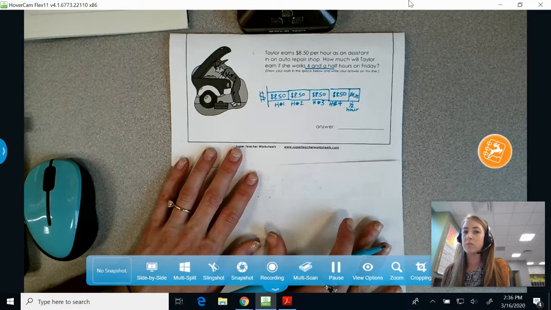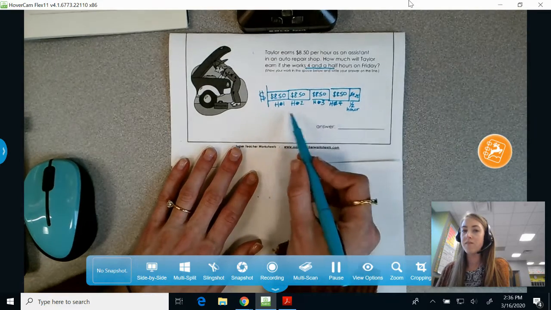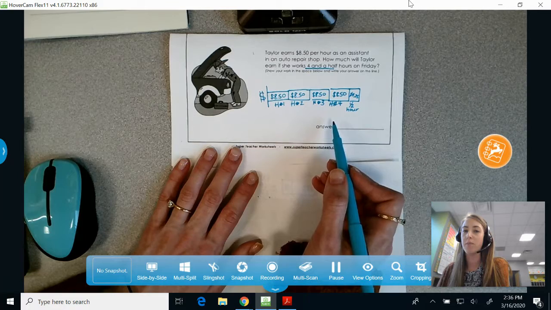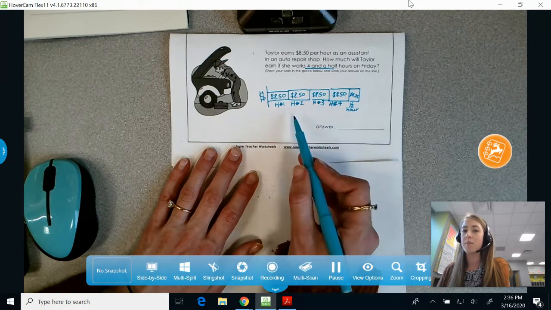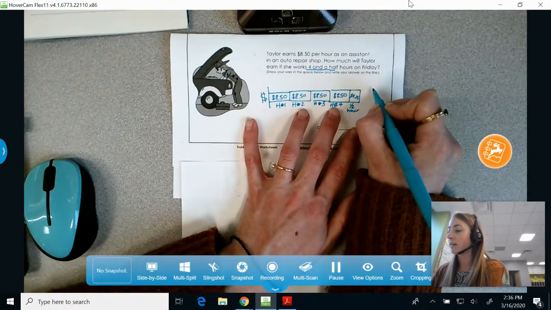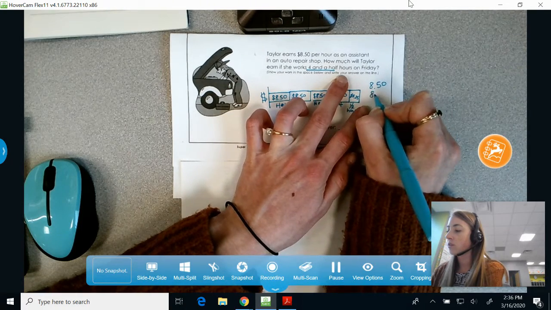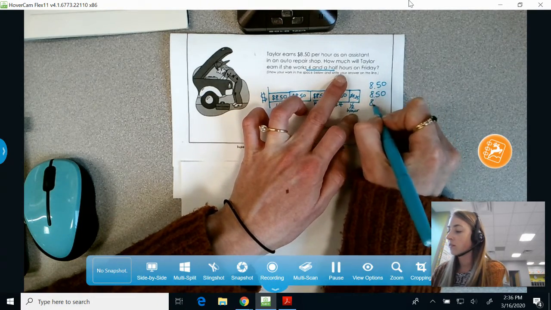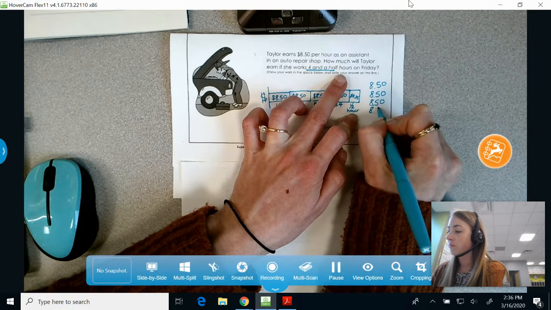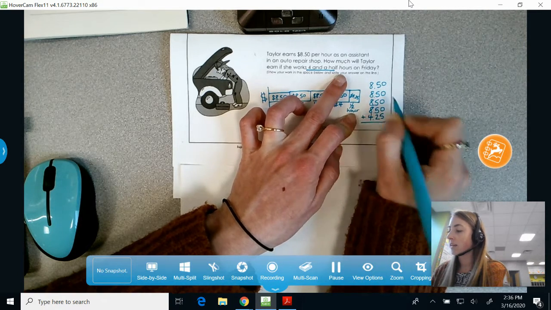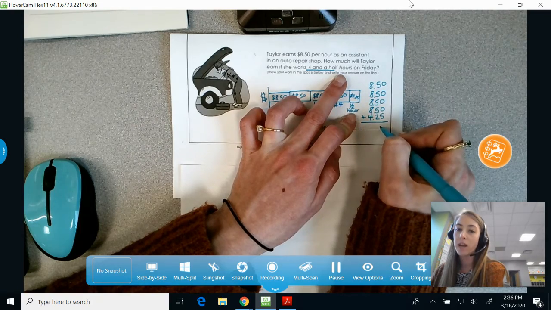So when I solve this problem, if that visual makes sense to you, some of you might even use repeated addition to solve that problem, which is totally fine. When I'm adding, make sure that I line up my decimal so that my place value is aligned. So if that's you using repeated addition, I've got that decimal aligned for when I'm adding.